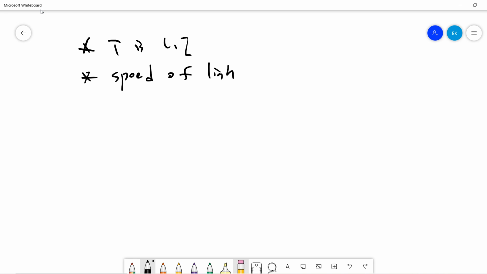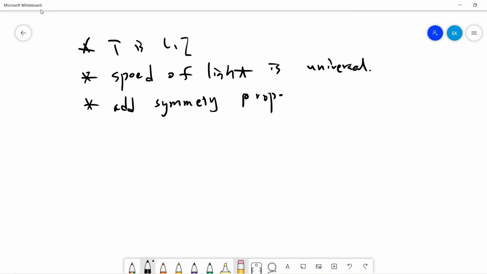The key idea in special relativity is that the speed of light is universal. The transformation is first linear, and second, the speed of light is universal, and we add some symmetry properties. So basically, if you know these three, it's trivial.